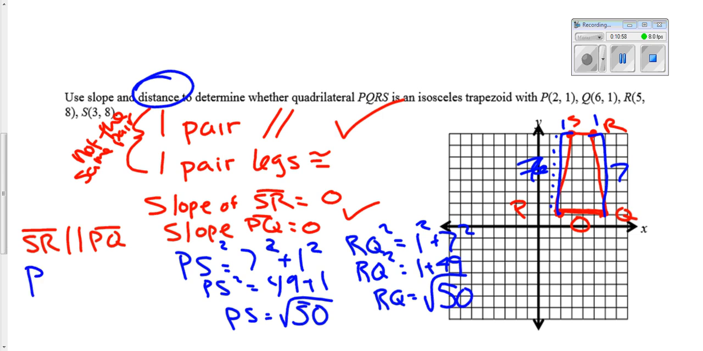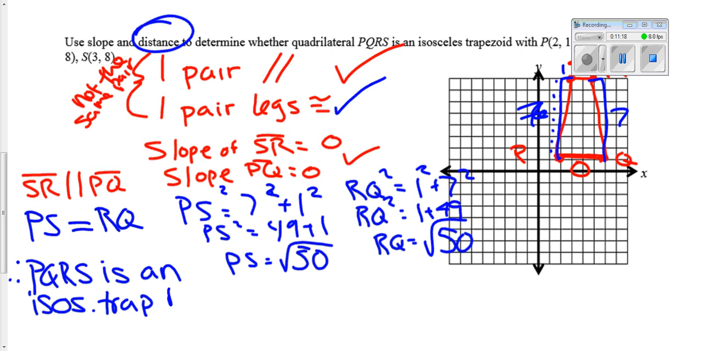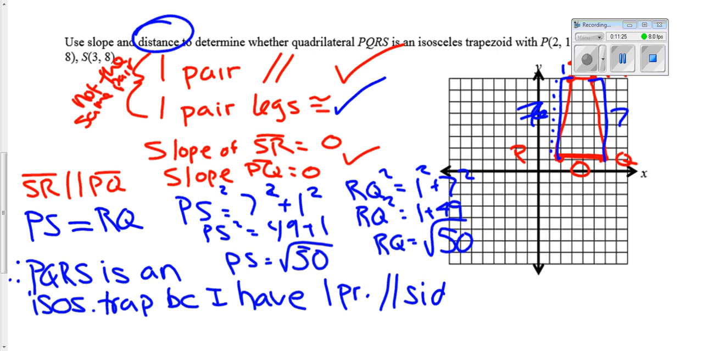So what I can say is that PS is equal to RQ. So I'm saying my two lengths are equal to each other. So I proved congruent lengths. So therefore, I can now conclude that PQRS is an isosceles trapezoid because I have one pair of parallel sides and one pair of congruent sides.